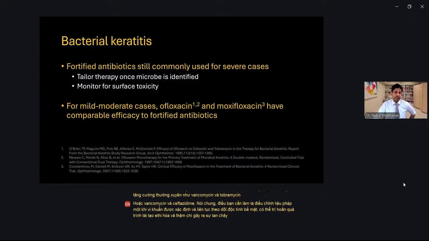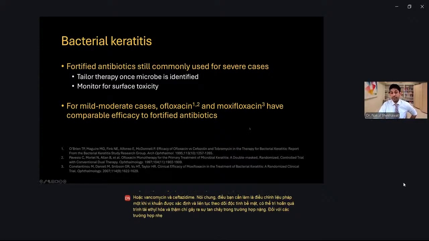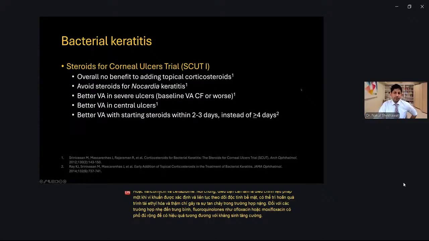For mild to moderate cases, fluoroquinolones like ofloxacin or moxifloxacin are broad spectrum enough to have comparable efficacy to fortified antibiotics. The Steroids for Corneal Ulcer Trial 1, which was followed by SCUT 2, which we'll talk about, showed overall that there's no benefit to adding topical corticosteroids. Subgroup analyses were very interesting, though. They showed that nocardia keratitis did worse with adding topical steroids.